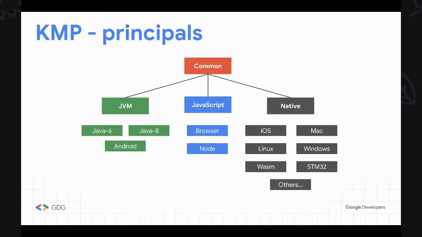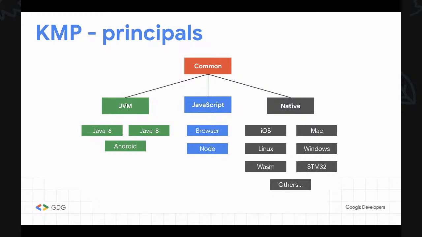Here we have a diagram that summarizes the different platforms where we can compile and execute a KMP project while respecting the principle of having the same business logic. Kotlin Multiplatform is able to compile and deploy the shared code on several platforms, as we can see here: Java Virtual Machine, JavaScript, and native. And each platform is allowed to be compiled in different outputs. Let's see how this works.